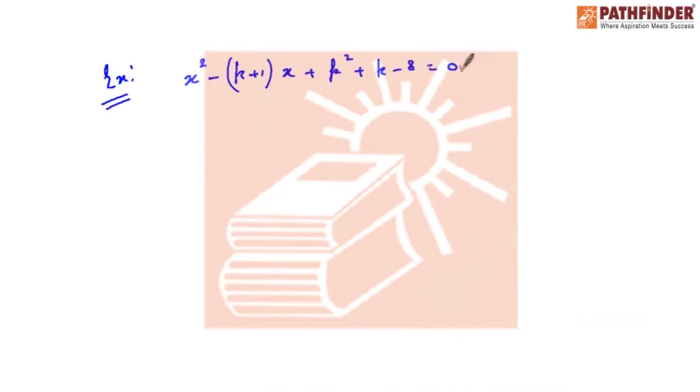Have a look at this question. This equation is given: x square minus k plus 1 into x plus k square plus k minus 8 equal to 0. You have to find the value of k such that one root of this equation exceeds 2 and the other root is less than 2. Obviously, since the coefficient of x square is 1, that is positive, and there are two roots which are supposed to be one greater than 2, one less than 2, of course, the roots are real and distinct. Hence, a is positive and d is positive.